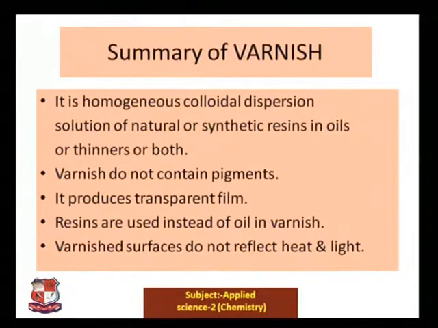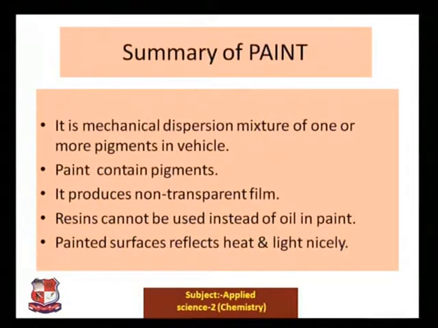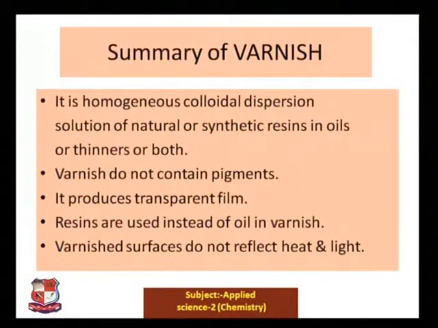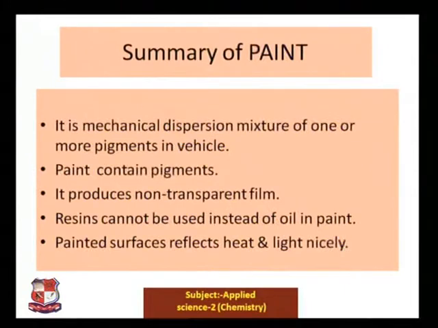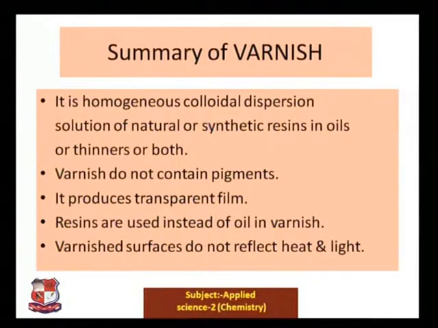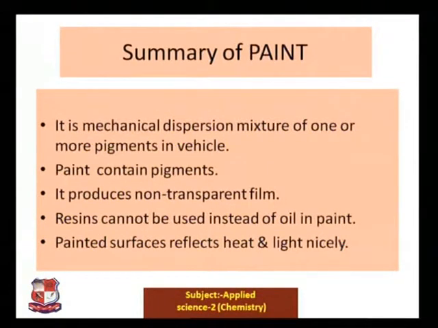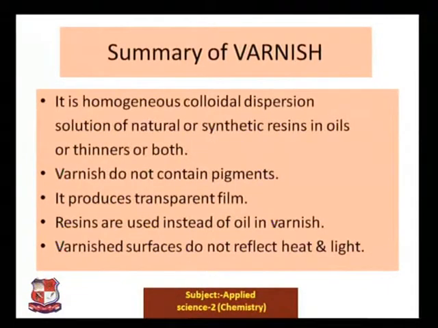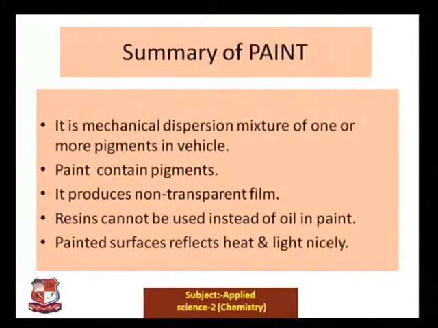Coming to the summary, if you compare paint and varnish, you can say very clearly that varnish does not contain pigment, but paints contain pigment. On the other hand, varnish produces a transparent film on the surface, but paint produces a non-transparent film. Resins are used instead of oil in varnish, but resin cannot be used instead of oil in paint. Varnish surface does not reflect heat and light, but a painted surface does reflect heat and light nicely.